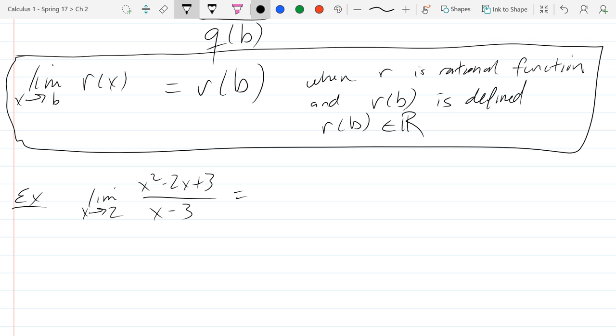So find this limit. You should be able to find it very quickly. I'll give you 20 seconds. It's a rational function, so use that rational function rule right above it in the box. And here, of course, our b is 2.